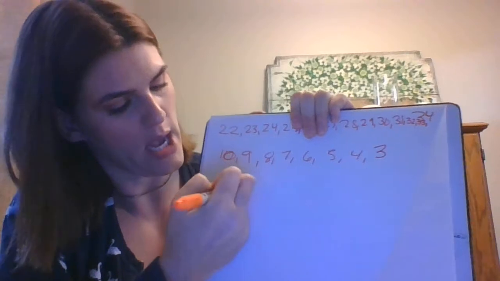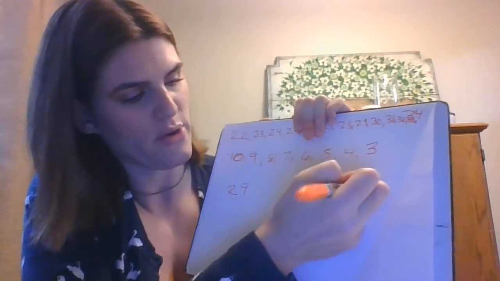Remember, when we count forward, the numbers get bigger. When we count backwards, the numbers get smaller. So yes, we are counting forward because the number is getting bigger. We're starting at 29, we're trying to get to 33.